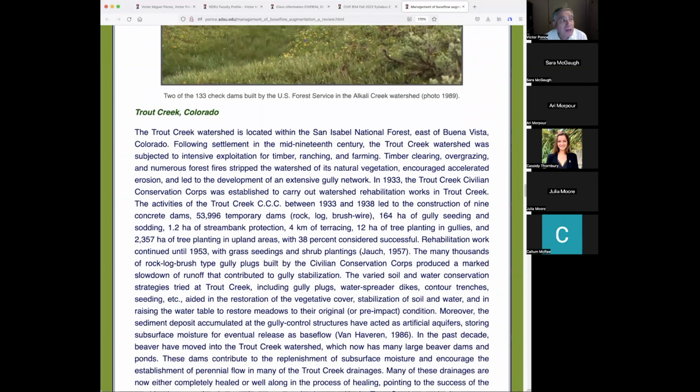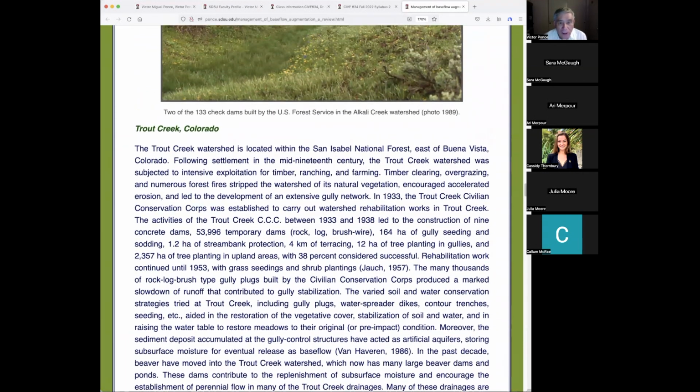And finally, Trout Creek, Colorado. The Trout Creek watershed located within San Isabel National Forest, east of Buena Vista, Colorado. Here in 1933, the Trout Creek Civilian Conservation Corps was established to carry out watershed rehab in Trout Creek. Apparently, watershed rehab was something that was being done at the time. Interestingly, as a case in point, the CCC was tasked with building the first buildings of the San Diego State University campus.